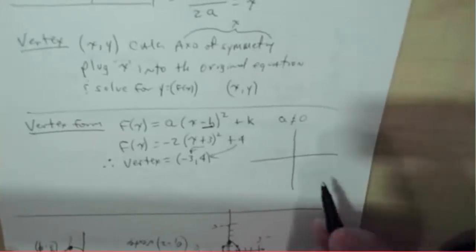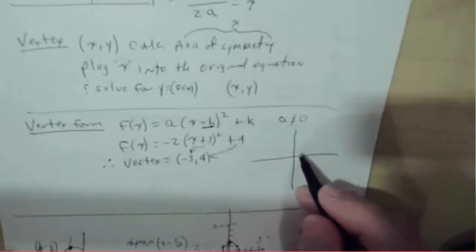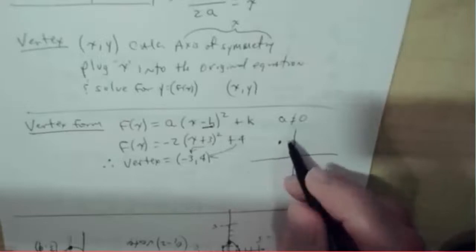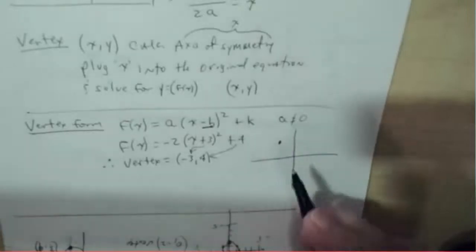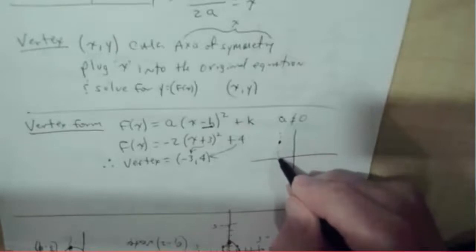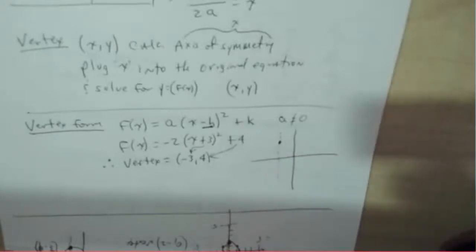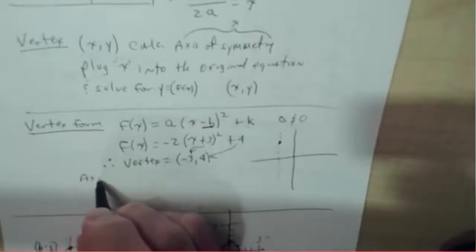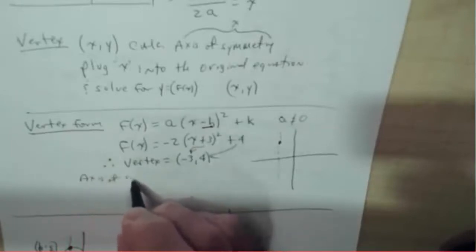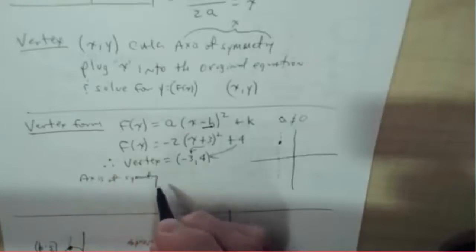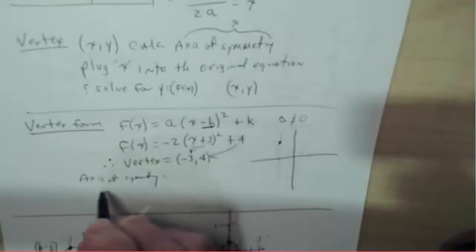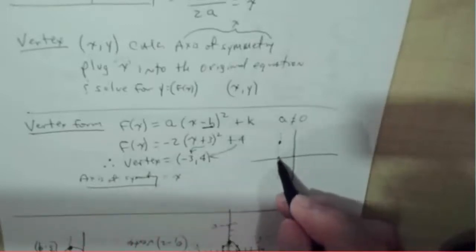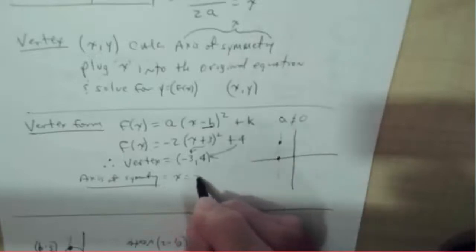And if we were to draw that, the vertex would be -3, 1, 2, 3, and 4. So our line of symmetry is going to be right here, or axis of symmetry. So where's the axis of symmetry? Axis of symmetry, remember, is just x. And where is x? -3.